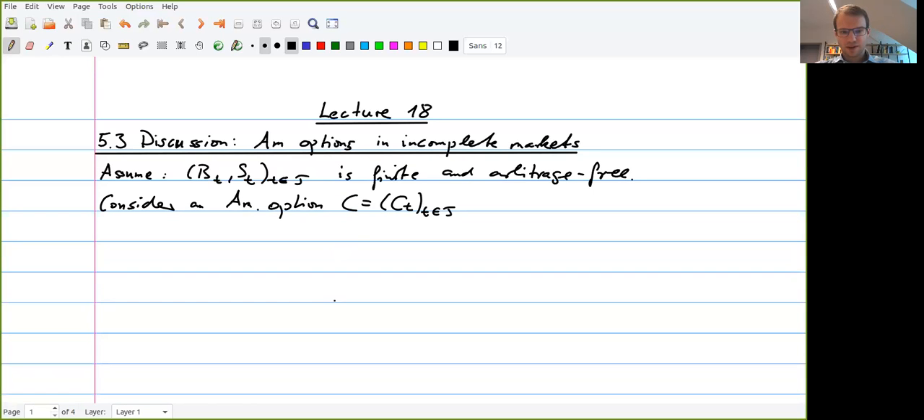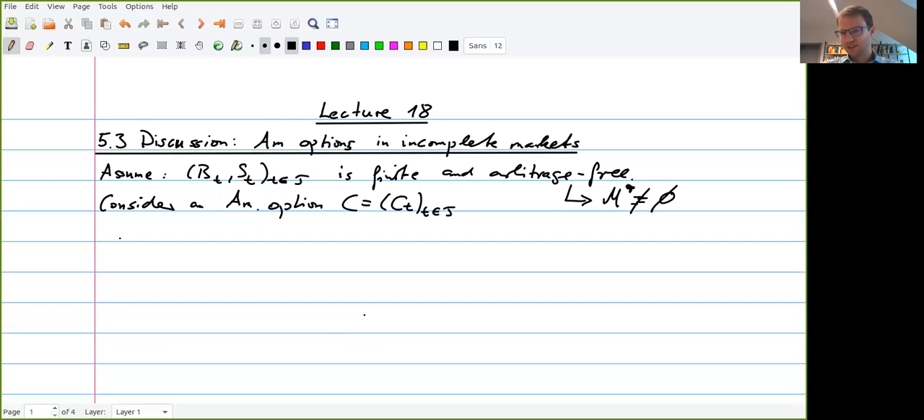And compared to what we have seen in the last lecture, we drop the assumption that the market is complete. So this means here the set of equivalent martingale measures is non-empty, right? But there might be more than one.